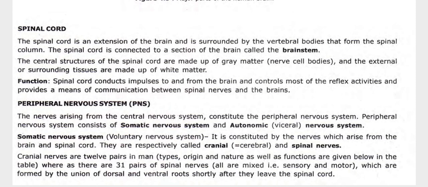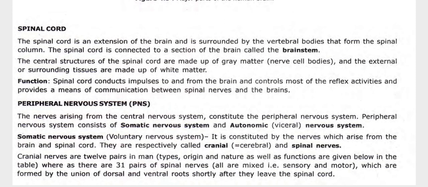The spinal cord is an extension of the brain and is surrounded by the vertebral bodies that form the spinal column. The spinal cord is connected to a section of the brain called the brainstem. The central structures of the spinal cord are made up of grey matter, nerve cell bodies, and the external or surrounding tissues are made up of white matter. Spinal cord conducts impulses to and from the brain and controls most of the reflex activities and provides a means of communication between spinal nerves and the brain.